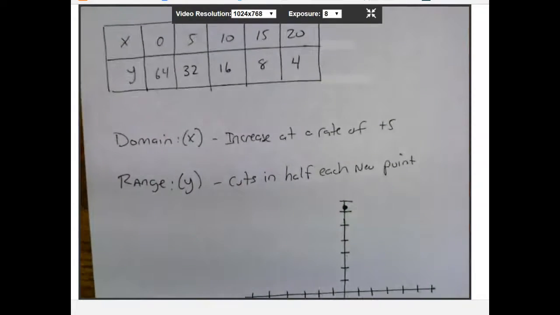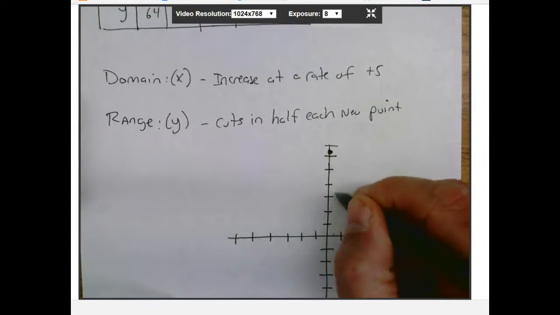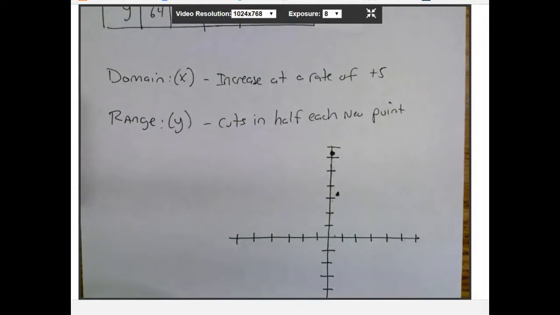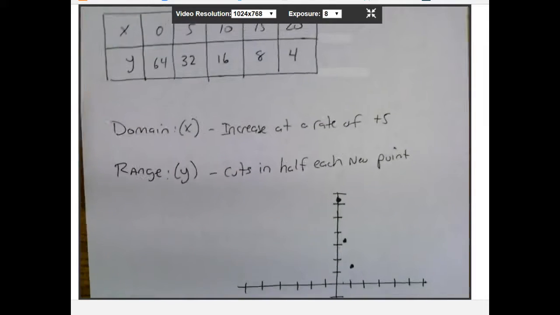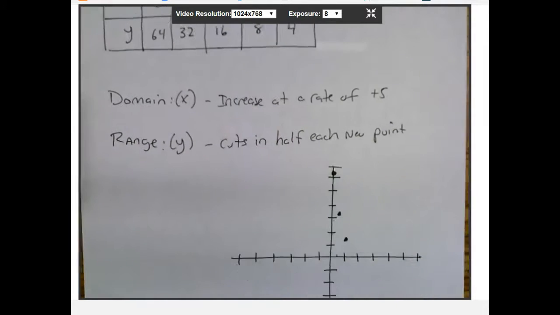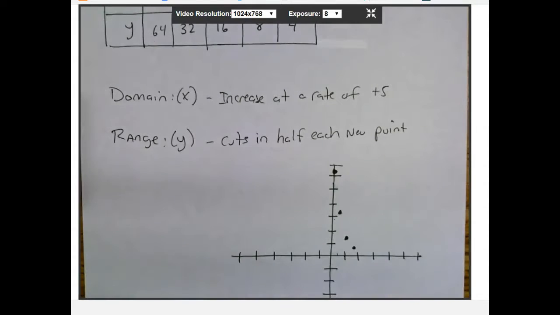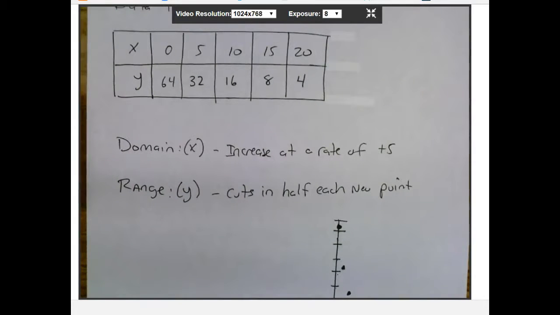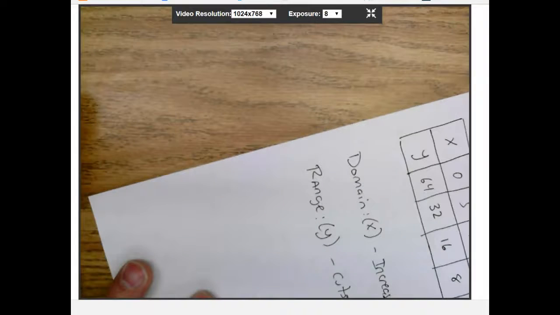Okay, then we got the next one, 5 and 32. Again, these are 5's, about halfway, about right there. And then we got 10 and 16. Here's 10. There's 20, so somewhere around there. And then we have 15 and 8, so about halfway, maybe about there. And then we have 20 and 4. So 20, probably somewhere around there. And then we can just connect this with a line.